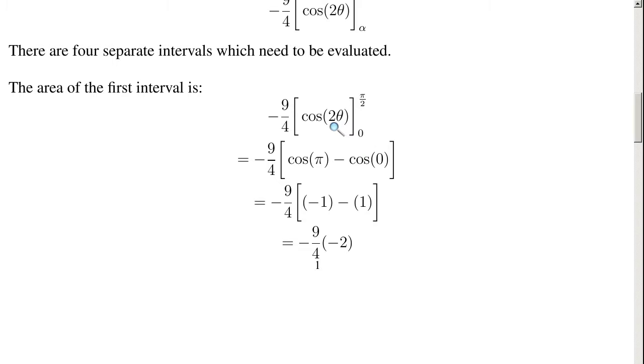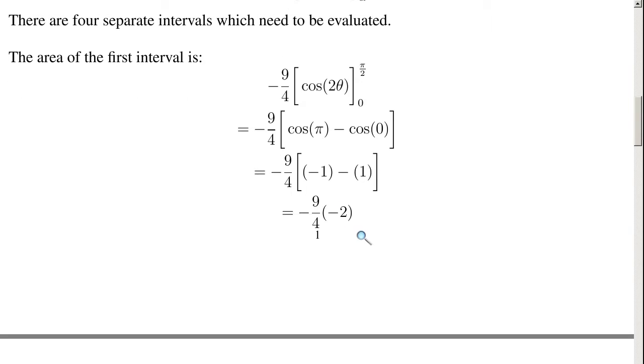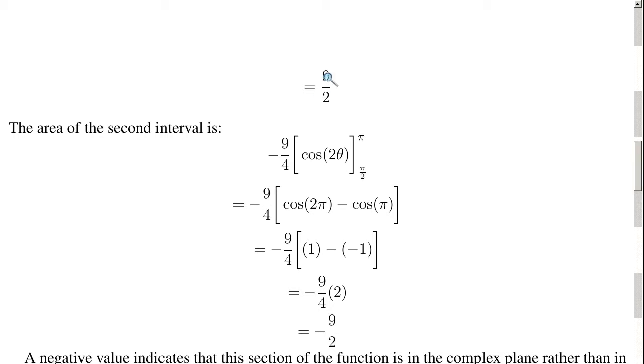And then for the lower limit, just substitute 0. That just becomes 0. So cos pi minus cos 0. The cosine of pi, from the unit circle, we know is -1, and the cosine of 0 is 1. So -1 minus 1 gives us -2 times -9/4. -9/4 times -2 gives us 9/2. Okay, so that's the area of the first interval, or the first section.